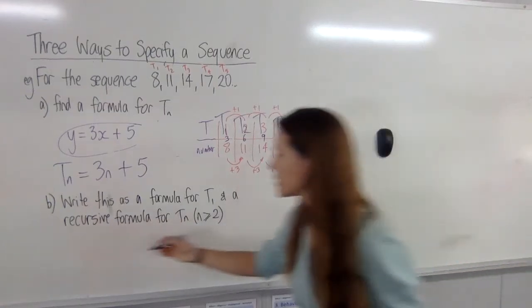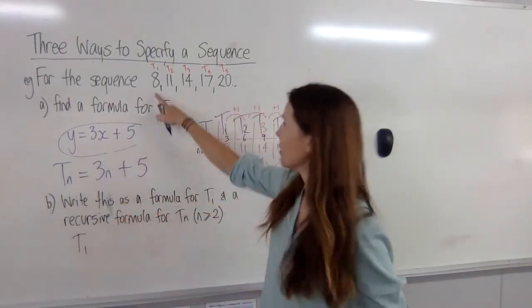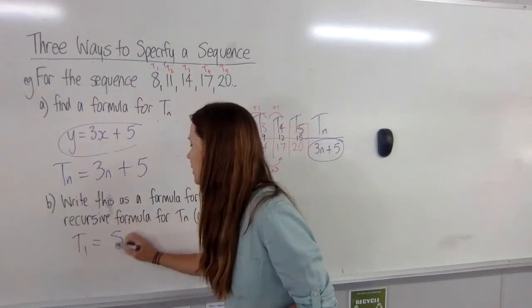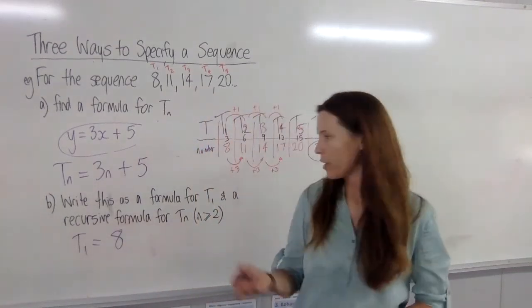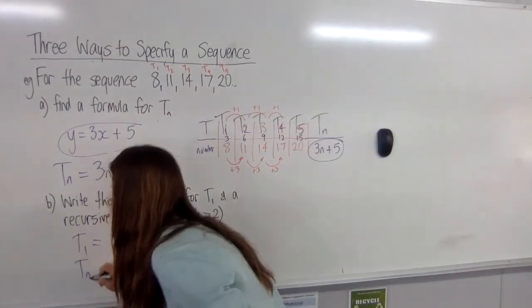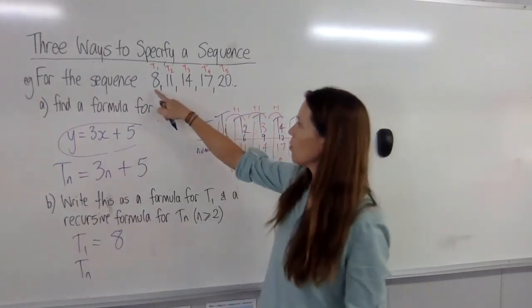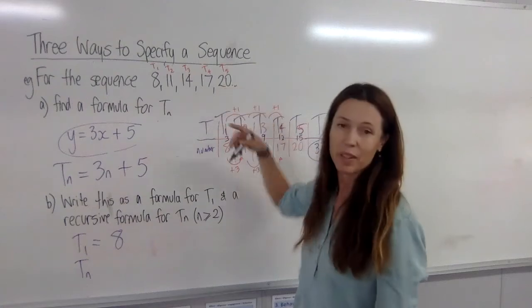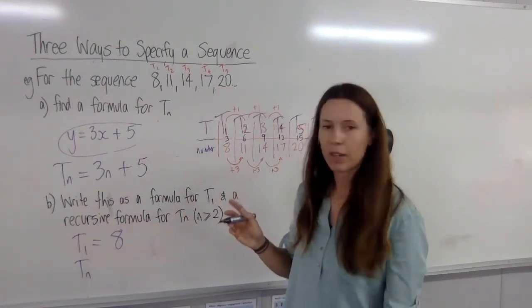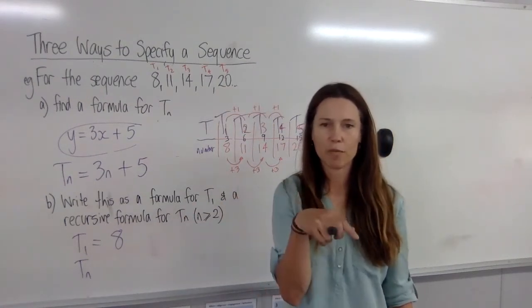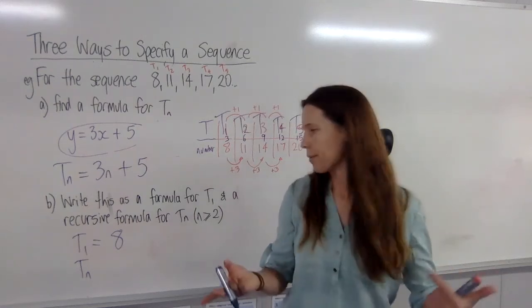Well, the first bit's easy. We know what the first term is. It's given to us. That's 8. So if we then want to find a little formula for how we get the nth term, if we have the one before, well, what are we going up by here? We're going up by 3s, aren't we? So if we want to find any term, we can just take the term before and we can add 3.